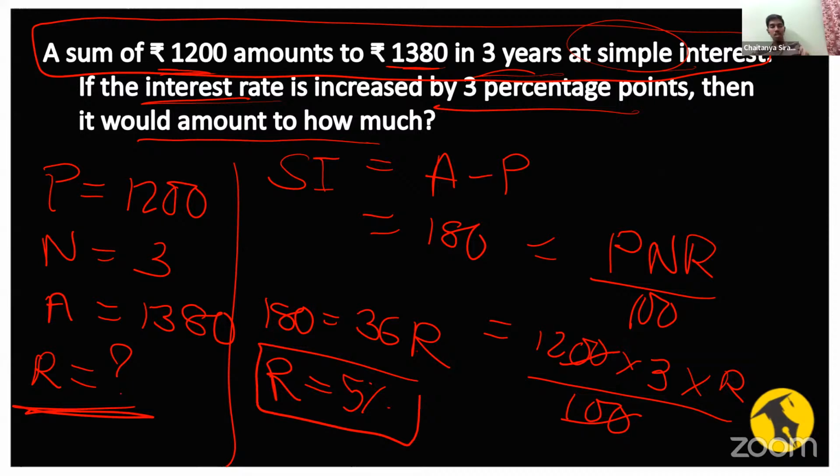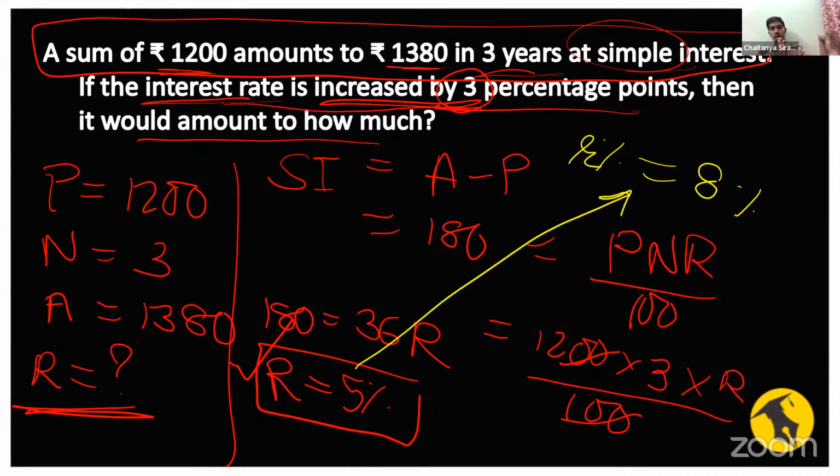Alright, if the question was just limited to finding the rate of interest, you would have the solution at this point. Now the question says the rate of interest is increased by 3 percentage points. So what's the new rate of interest? I'll change the color. Now the new rate of interest is 8%, since it has increased by 3. Alright. Now they are asking me what would be the amount. So the principal remains the same and the number of years remains the same. Can you find out?